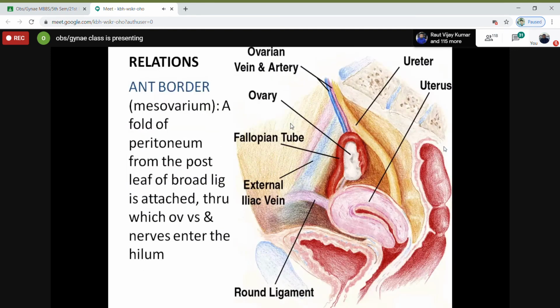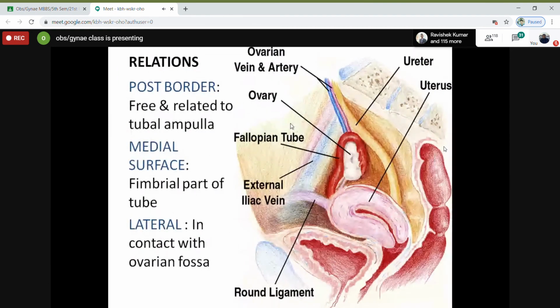So it has the hilum. The anterior border is the mesoovarium, which is a fold of peritoneum from the posterior leaf of the broad ligament, and through this the ovarian vessels and nerves enter the hilum. That is the anterior border, the anterior relation of the ovary. Posteriorly, it is free and it is related to the ampulla of the tube. And medially you have the uterine part of the tube, and laterally it is in the ovarian fossa.